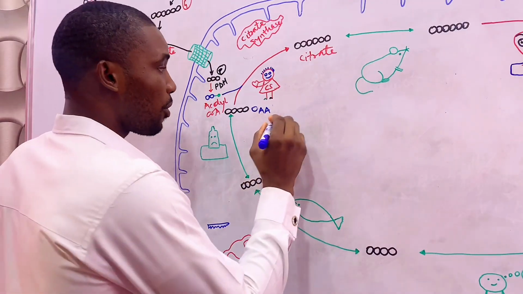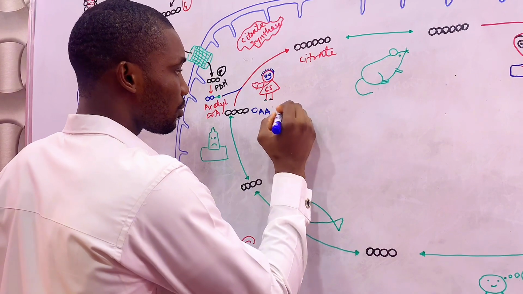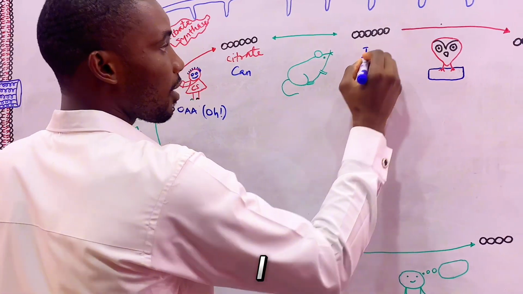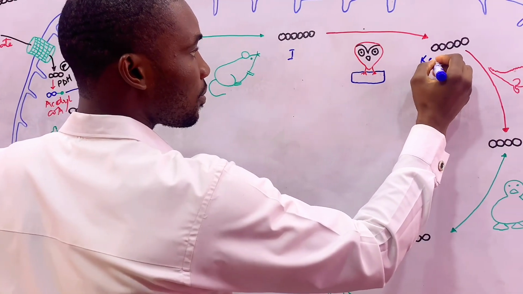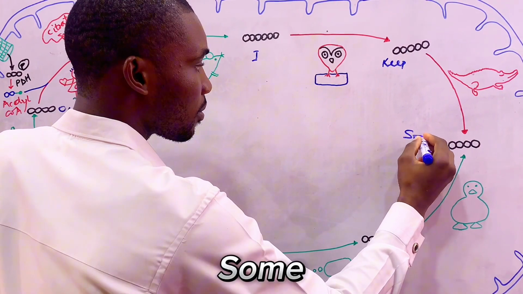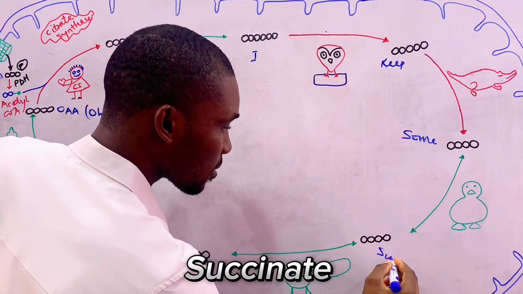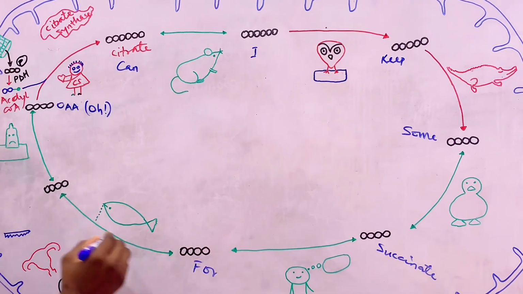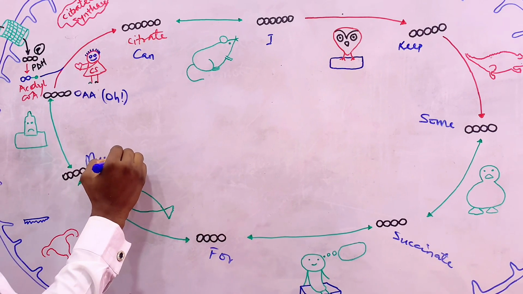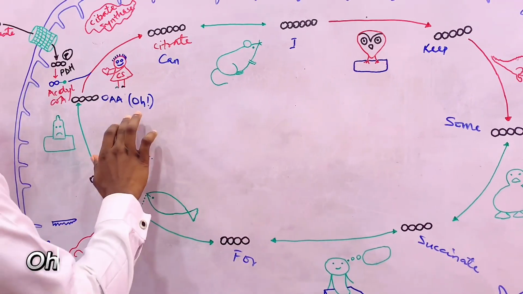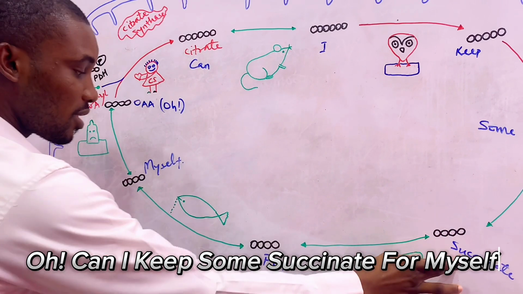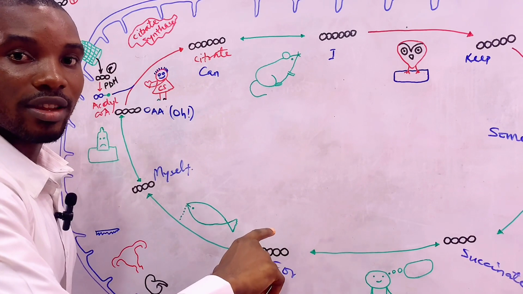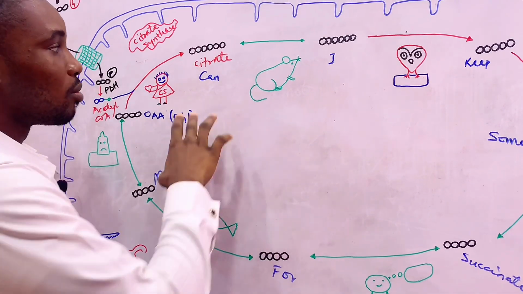Now I want us to use the memory aid. Oh, can I keep some succinate for myself? So oh, can I keep some succinate for myself? These are the intermediates in the Krebs cycle. Now I'll replace them with their real names.